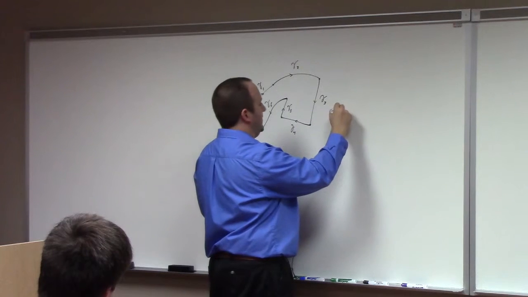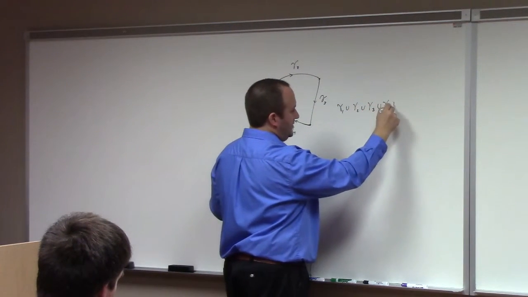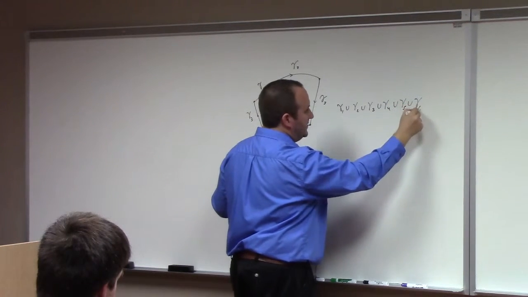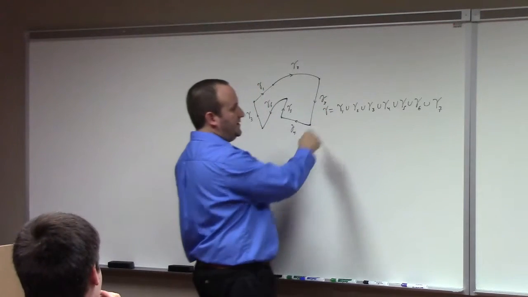So gamma 1 union gamma 2 union gamma 3 union gamma 4 union gamma 5 union gamma 6 union gamma 7. You could call this whole thing gamma, and gamma would be a curve.